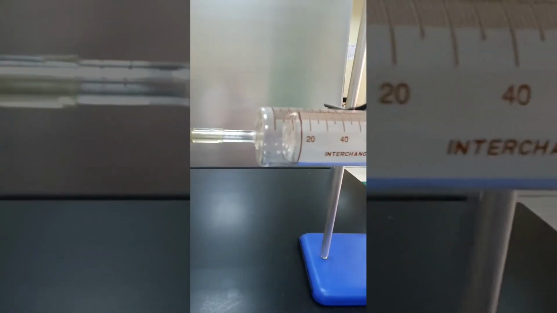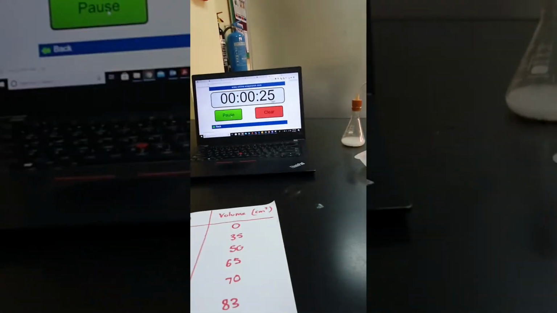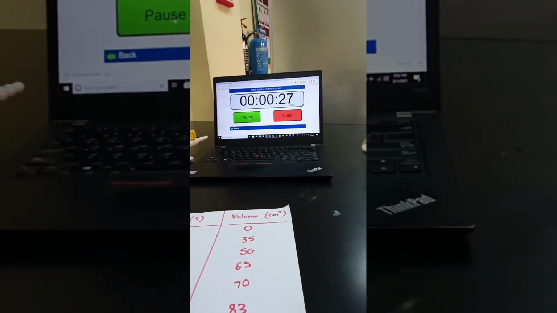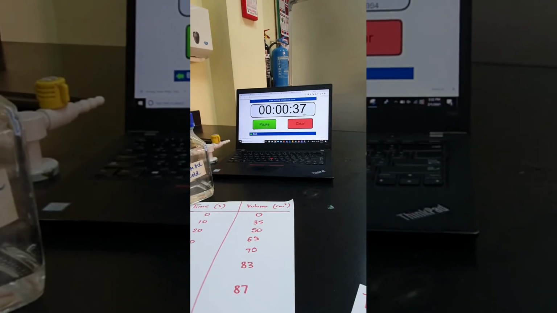20 seconds, we're up to 15. At 30 seconds, we're up to 21. At 40 seconds, we're up to 29. Okay, I'll continue getting results for you for this one.